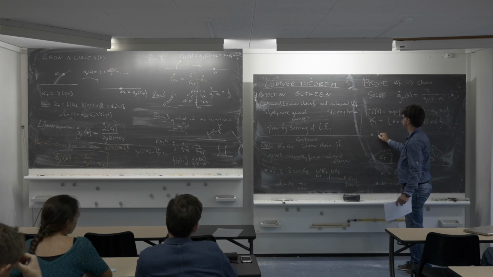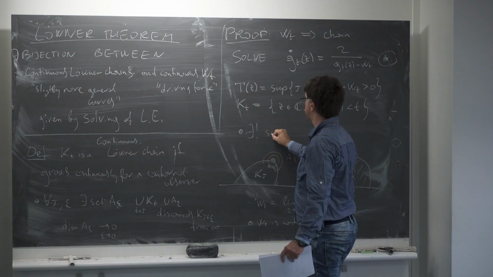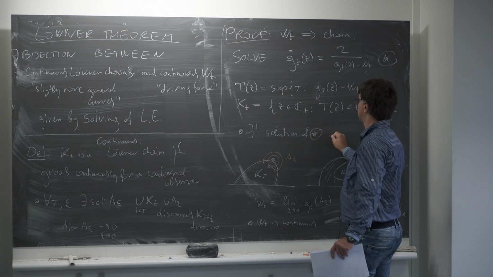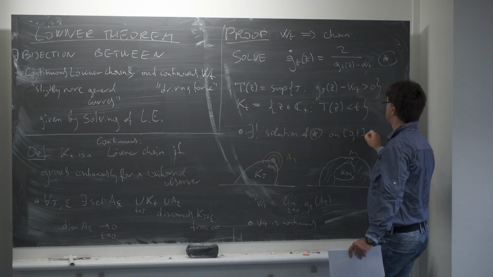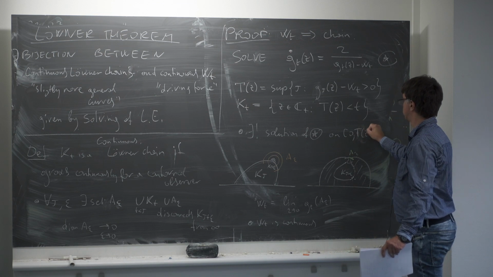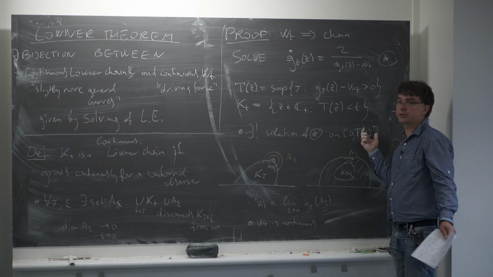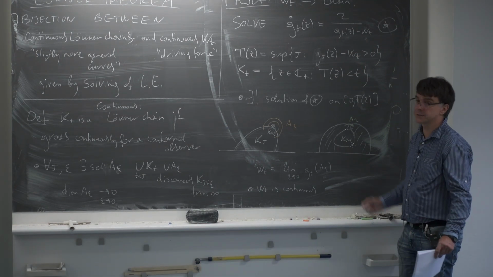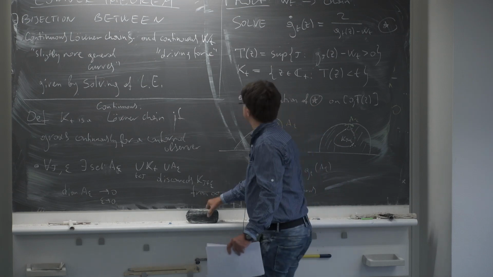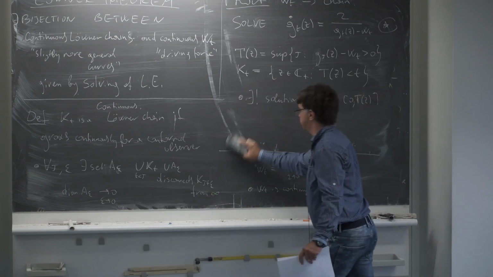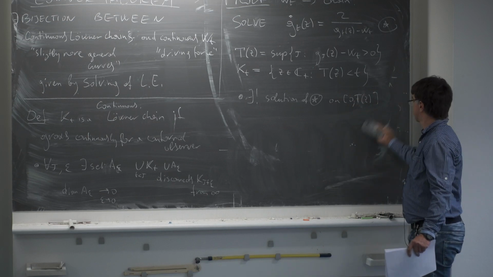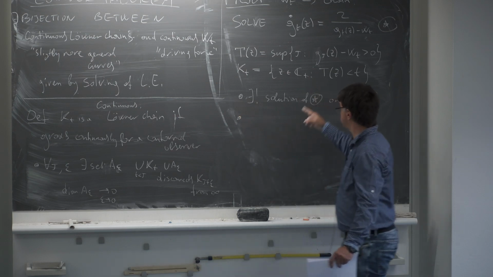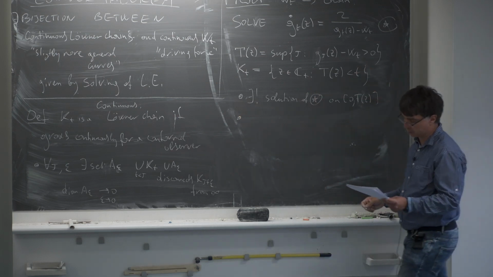So the first observation is that there is a unique solution of this equation on the interval 0 to t, g_t of z. Why? It's just an ordinary differential equation. The right-hand side is not infinity, not 0. Everything is fine. So it also doesn't blow up. It's not 0. So there is a unique solution. Everything is good.